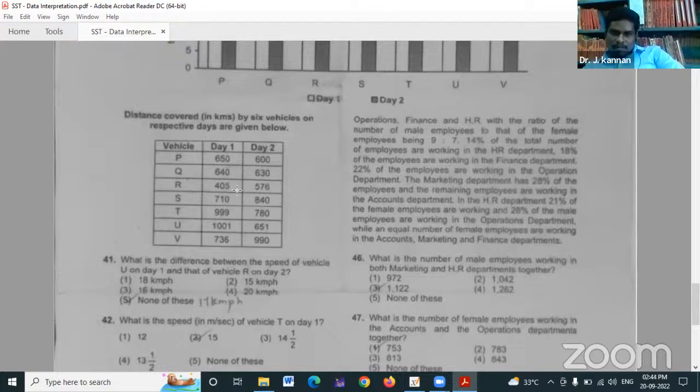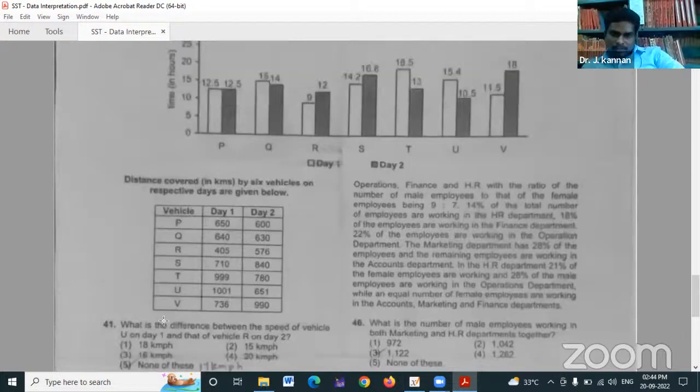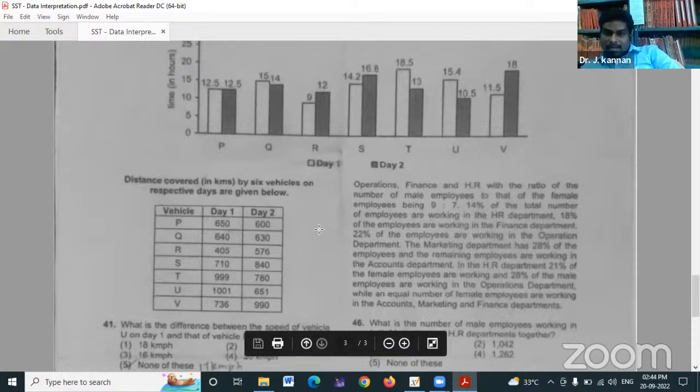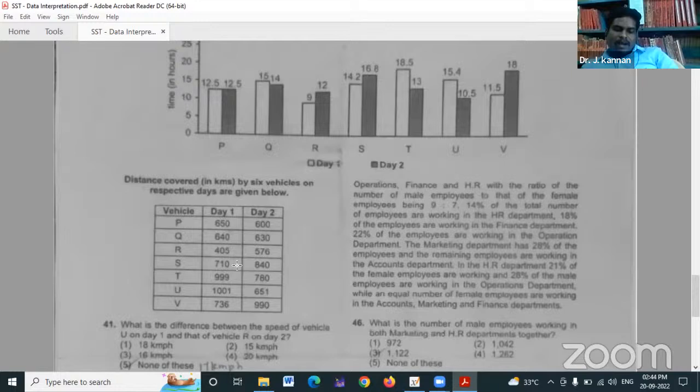R is 405 and 576, and T is 999 and 780. But here the time is also considered: 999 with 18.5 hours and 780 with 13 hours. That means the percentage increased for R and T only. Now only vehicle R and vehicle T have shown increases in speed from day 1 to day 2.